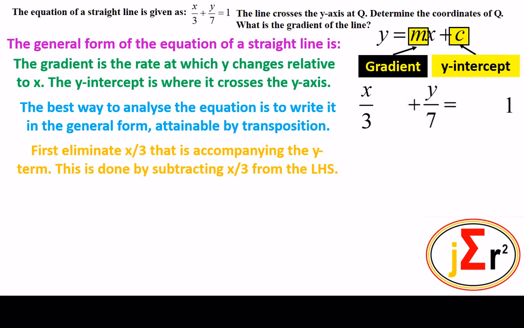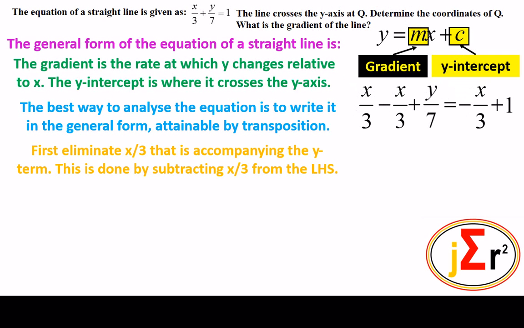Now, what we will eliminate first is that x over 3, and no doubt it's of a positive value. We will therefore eliminate it by subtraction. Do not forget that whatever we do on one side of an equation in order to change its value must also be done to the other side in order to change its value in the same way. So we are subtracting x over 3 from both sides.